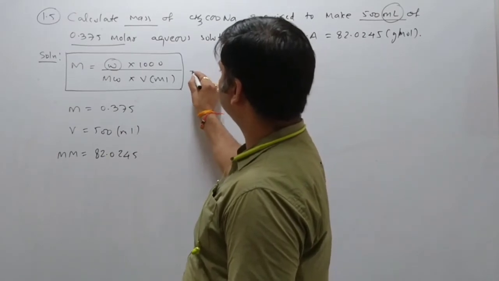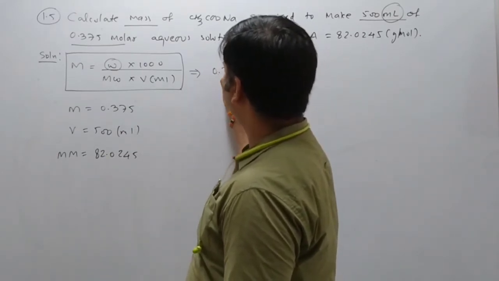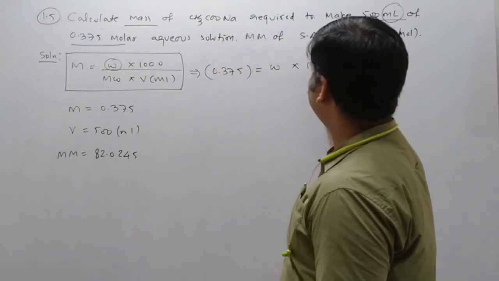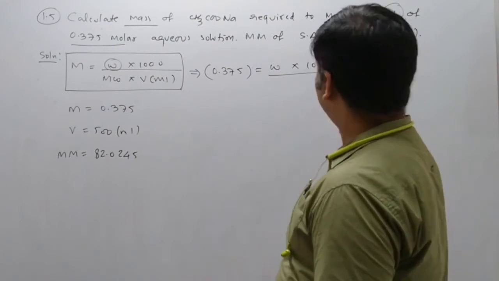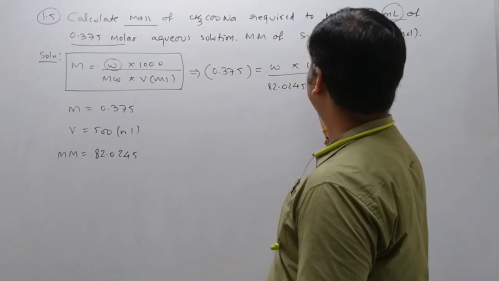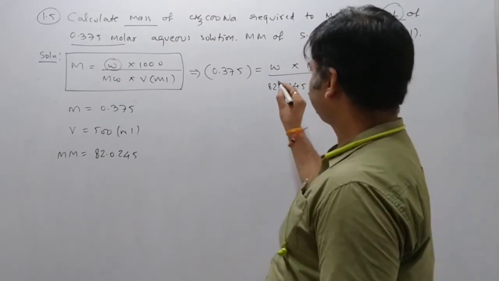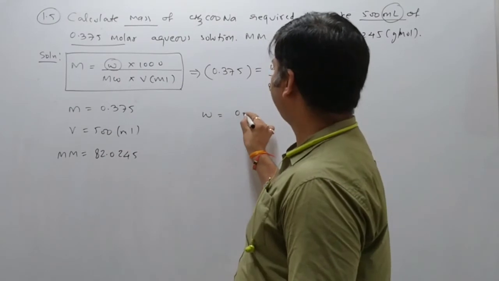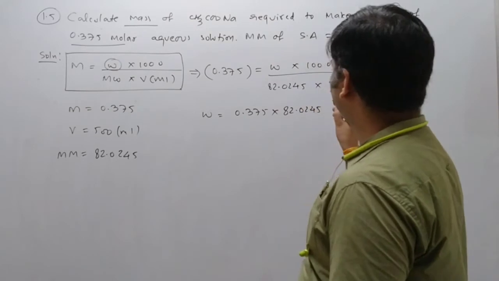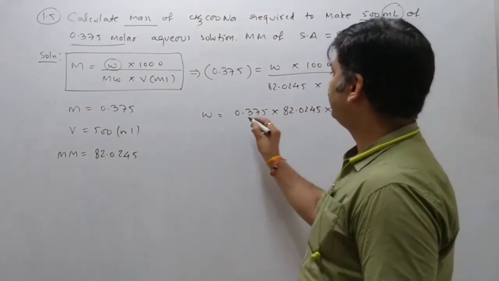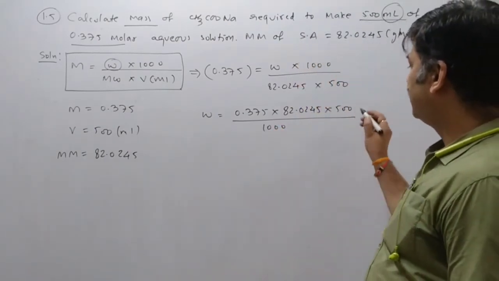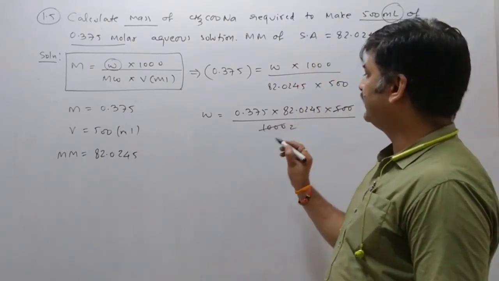Then molarity is 0.375, weight, then after 1000, molecular weight 82.0245 and here 500. So now weight will be 0.375 times 82.0245 times 500 divided by 1000. Clear? Now what to do? The 500 will get cancelled.